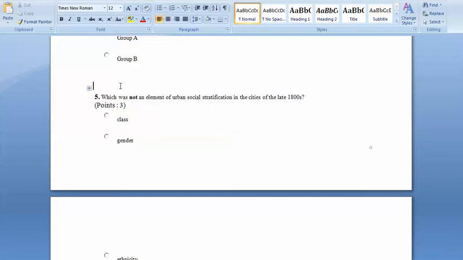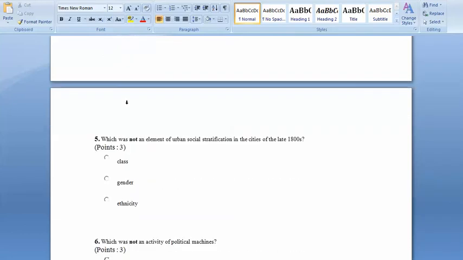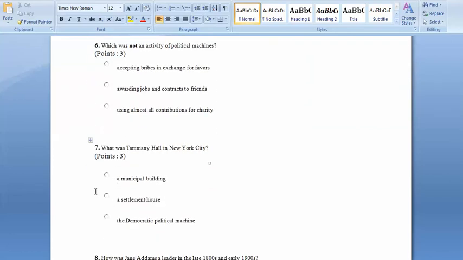Number five, which was not an element of the urban social stratification in the cities of the late 1800s? Was it class, gender, or ethnicity? Number six, which was not an activity of political machines? Accepting bribes in exchange for favors, awarding jobs and contracts to friends, or using almost all contributions for charity? Number seven, what was Tammany Hall in New York City? Was it a municipal building, a settlement house, or the Democratic political machine?